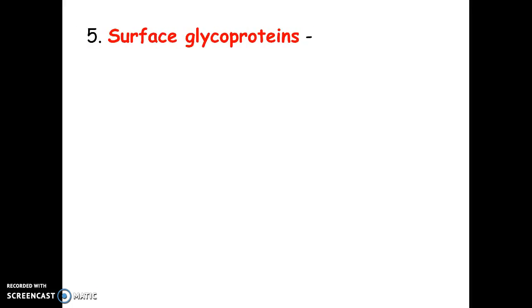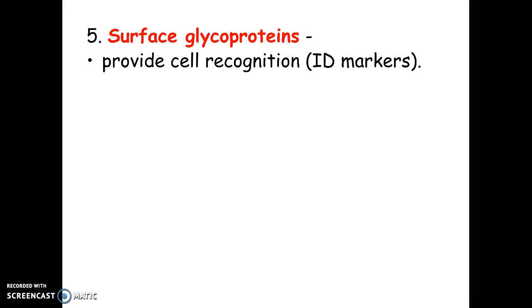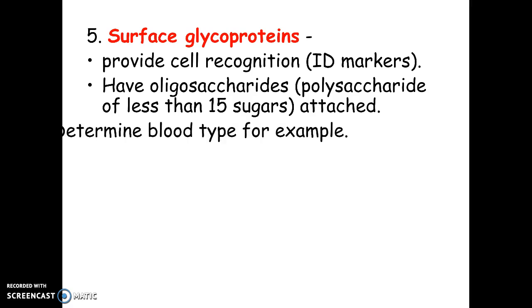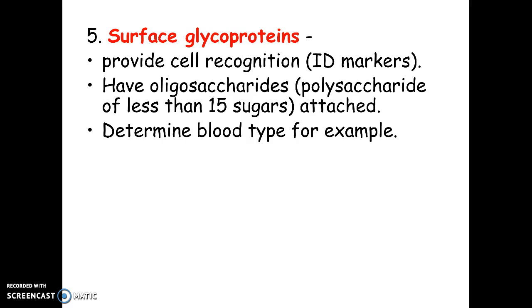All right, so surface glycoproteins form ID markers for the cell. Again, this identifies a cell as belonging. This tells your immune system, for example, when to leave a cell alone or to attack a cell. These have what are called oligosaccharides on them, which are short chains of sugar. Your blood type is determined by these, as I mentioned previously.